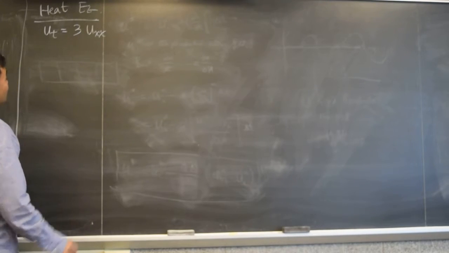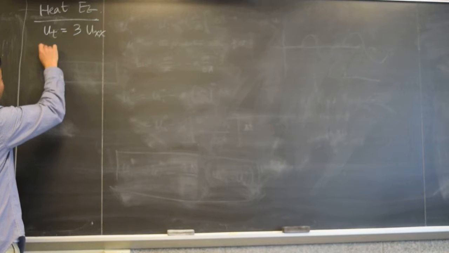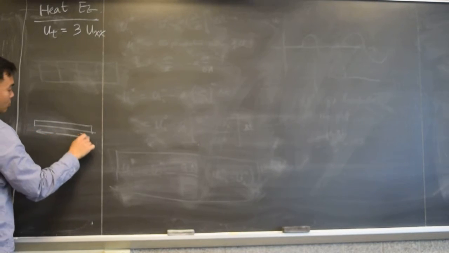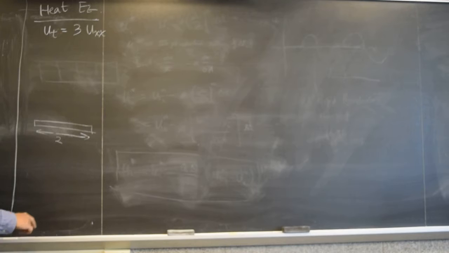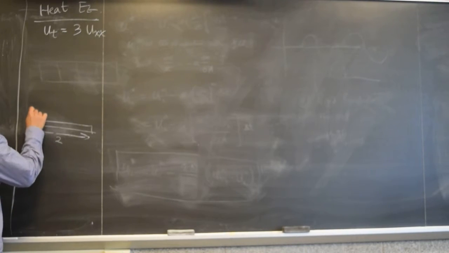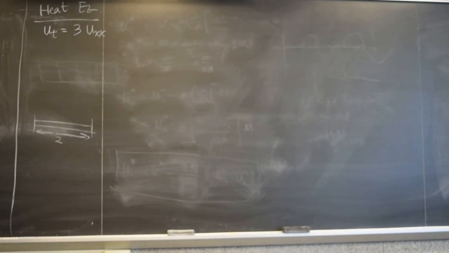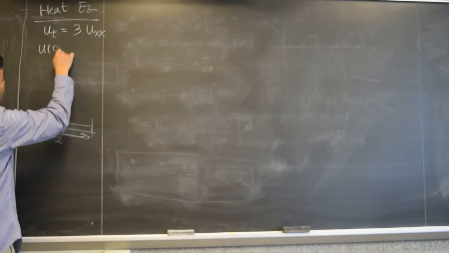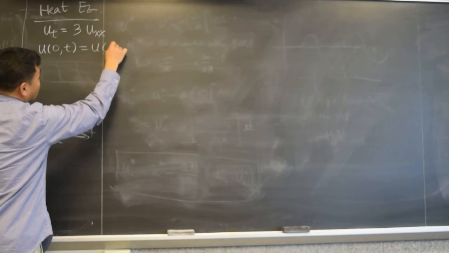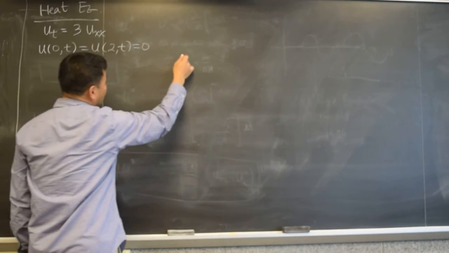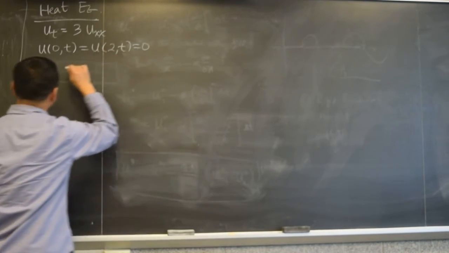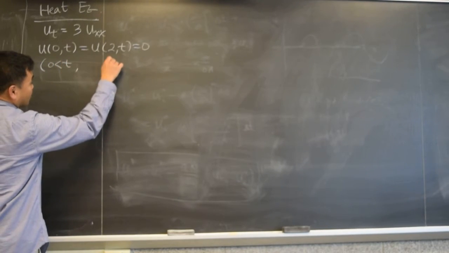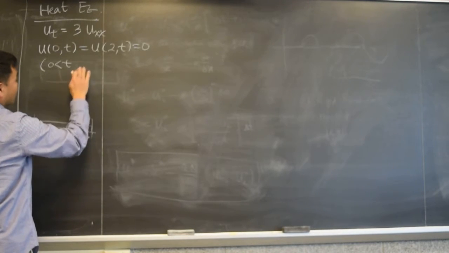And then we're going to say that the boundary, I'm picturing this rod with length 2 meters. So length is 2. And the endpoints are touching ice so that the temperature is always 0 Celsius. So I'm going to assume that u(0,t) and u(2,t) are set to 0 for all time.